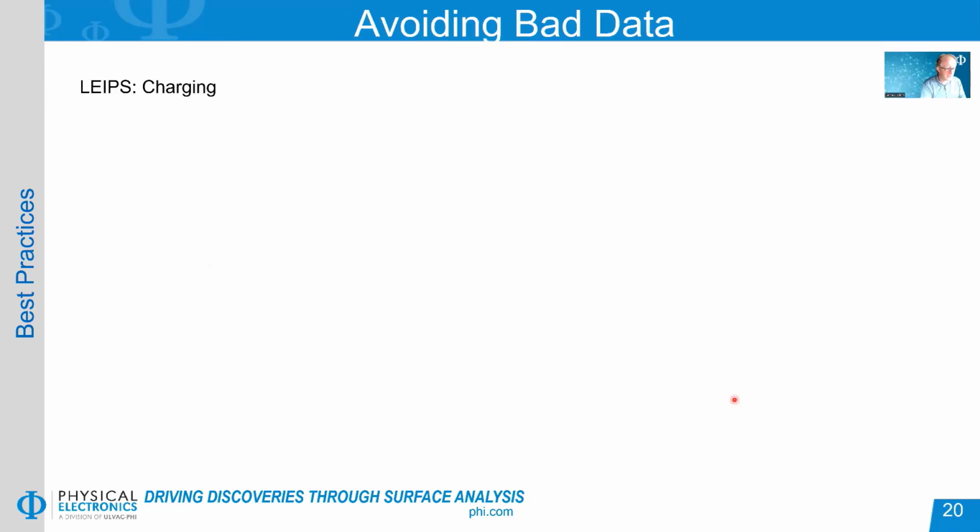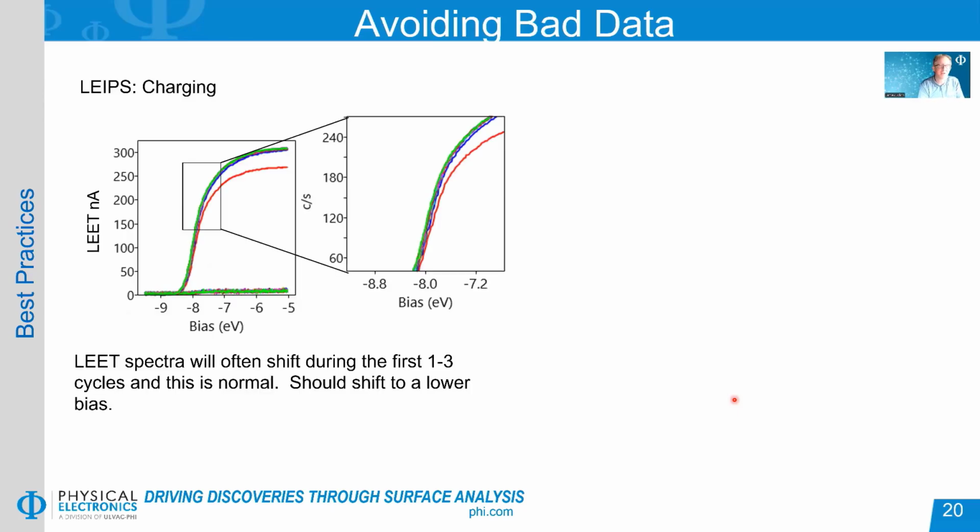And then I wanted to talk about charging, right? So let's talk about this in the context of LEIPS. And in LEIPS, I think people can often get a little bit confused because when you start a LEIPS experiment, you will often see your LEIT shifting energies for the first cycle or two. That's actually totally normal.